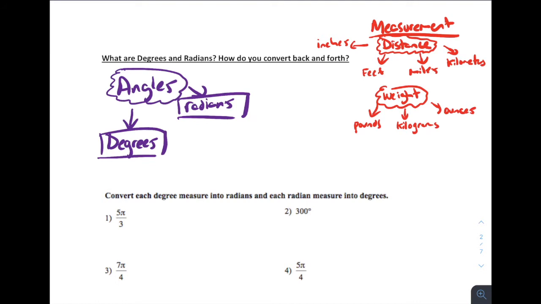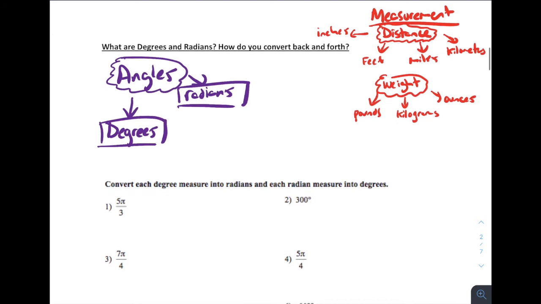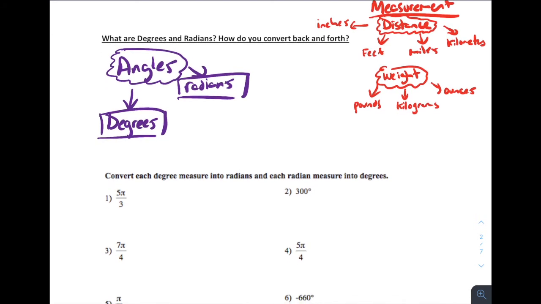Now, also, like other measurement systems, you can convert from inches to feet. You could convert from miles into kilometers and back and forth, depending upon what you need. You can convert from ounces to pounds. As with other measurement systems, we can do that same thing with degrees and radians. And the way that we do that is we need to keep in mind how a measurement works.